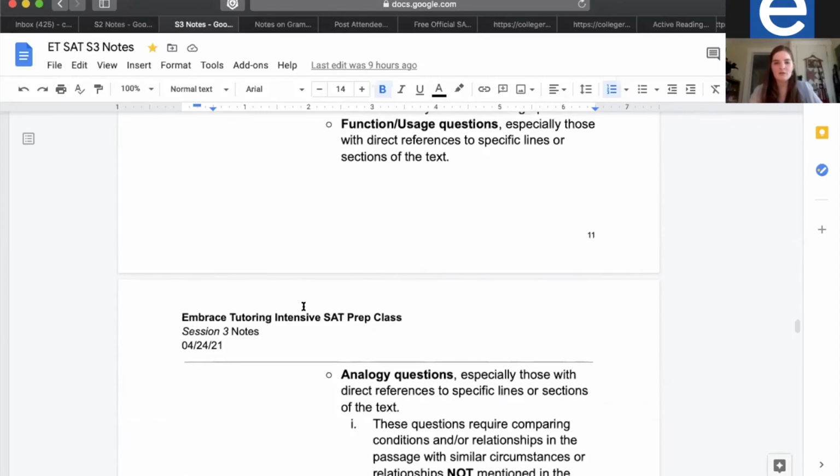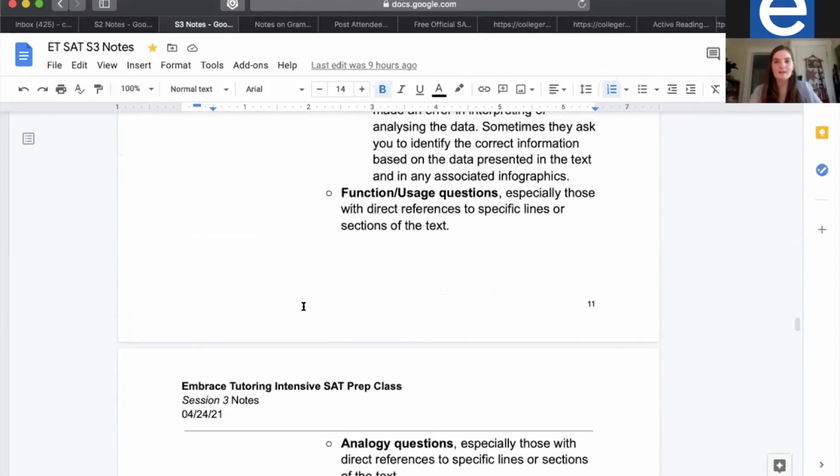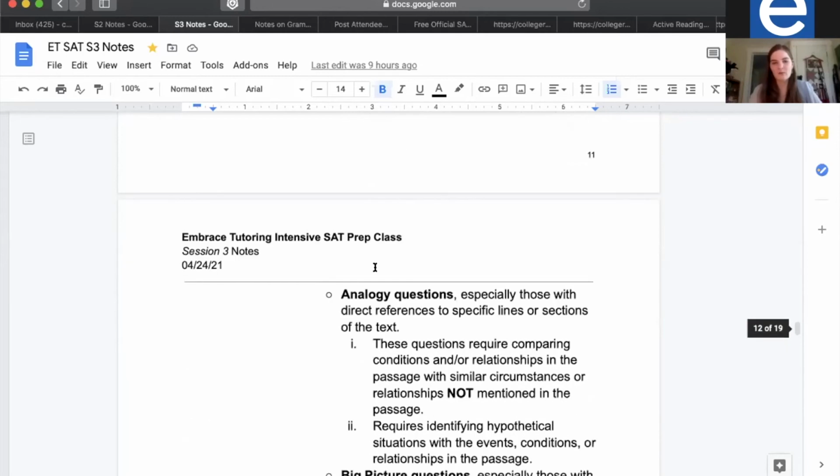Function usage questions. So those are going to be things like what the purpose, the rationale as a writer, why the author chose to use certain things, what the purpose of particular words or phrases or sections are in terms of structuring the author's argument, okay? Or in terms of what the function is or what the usage is. So those types of questions.